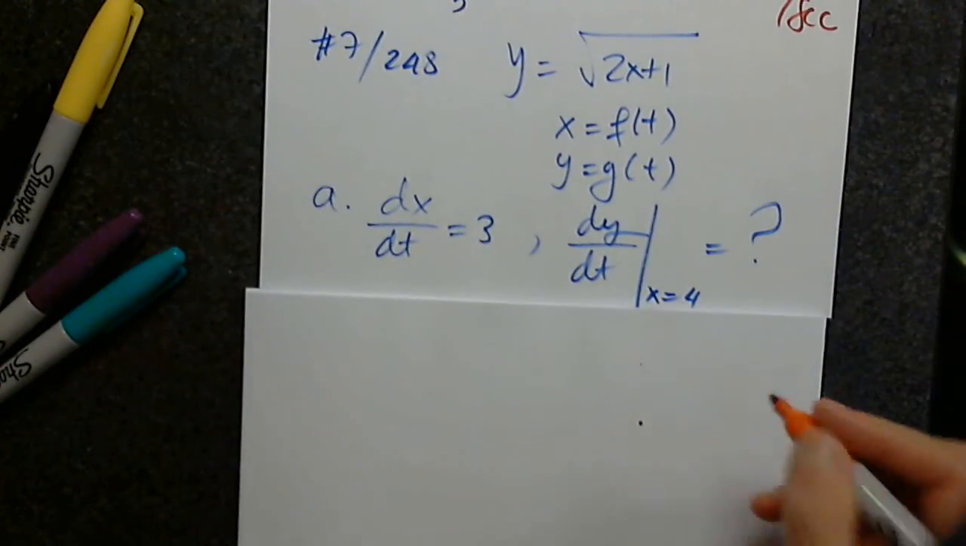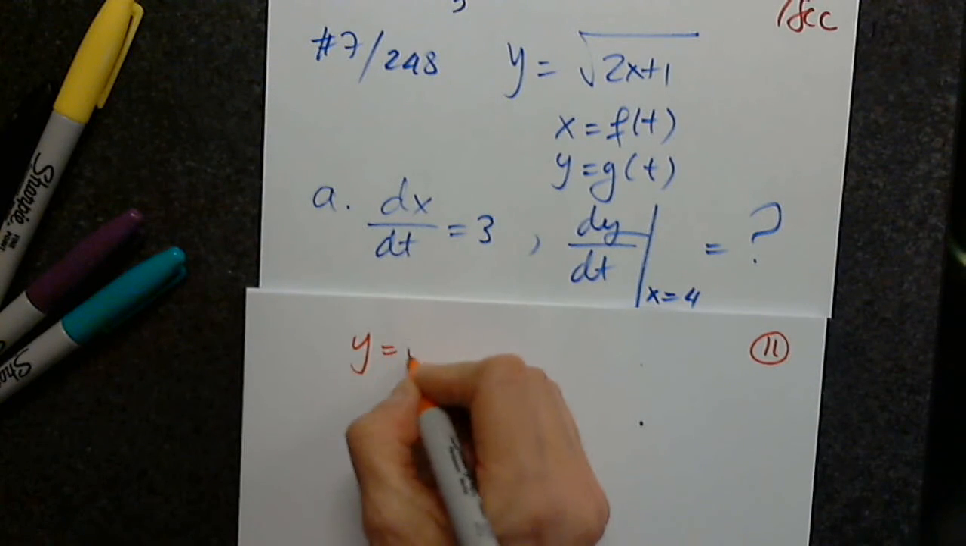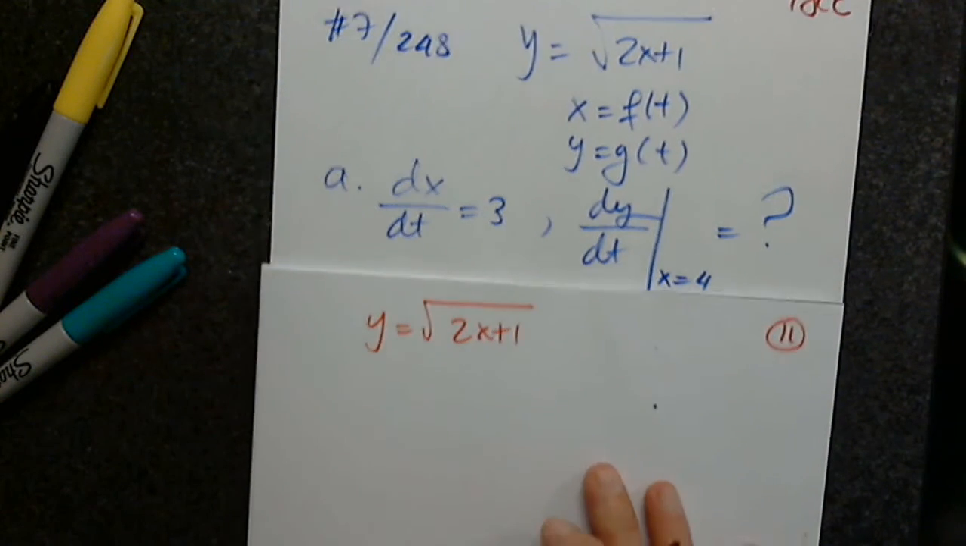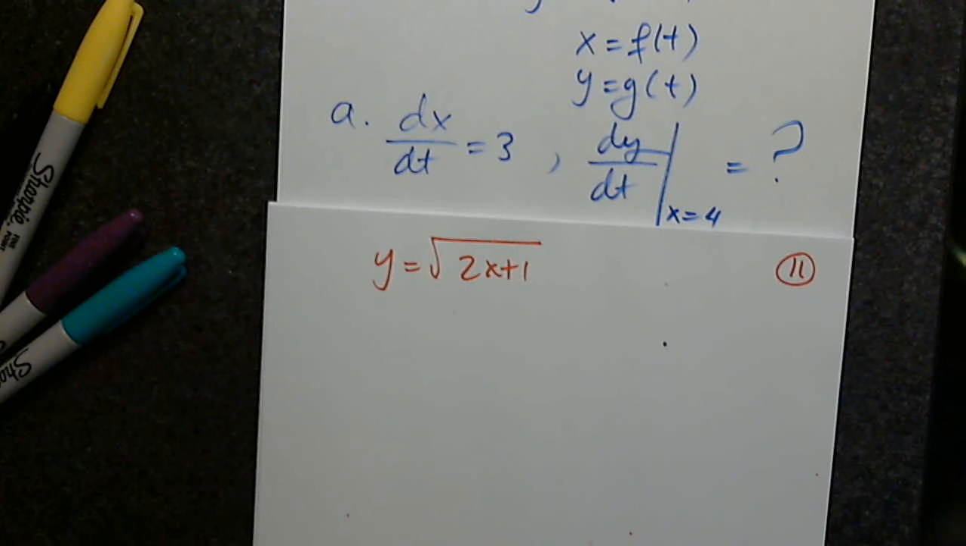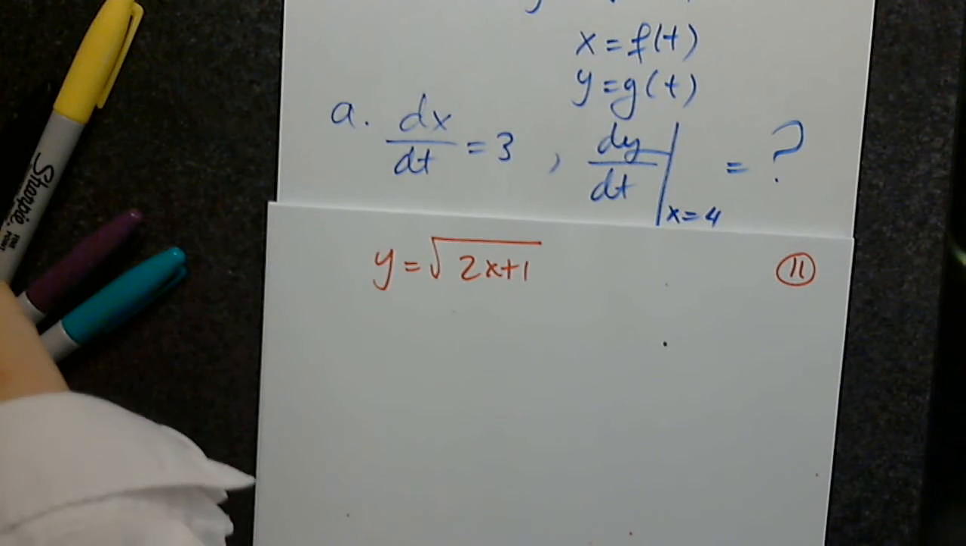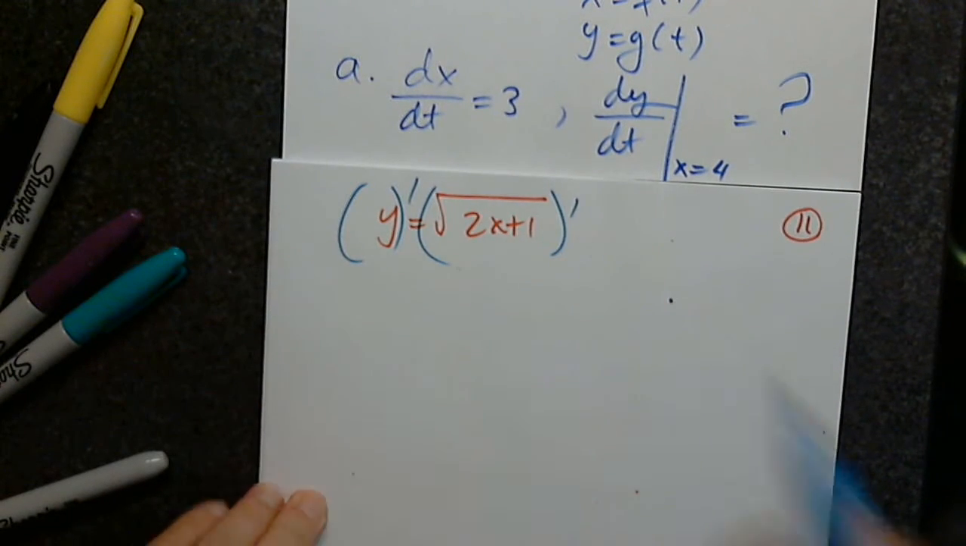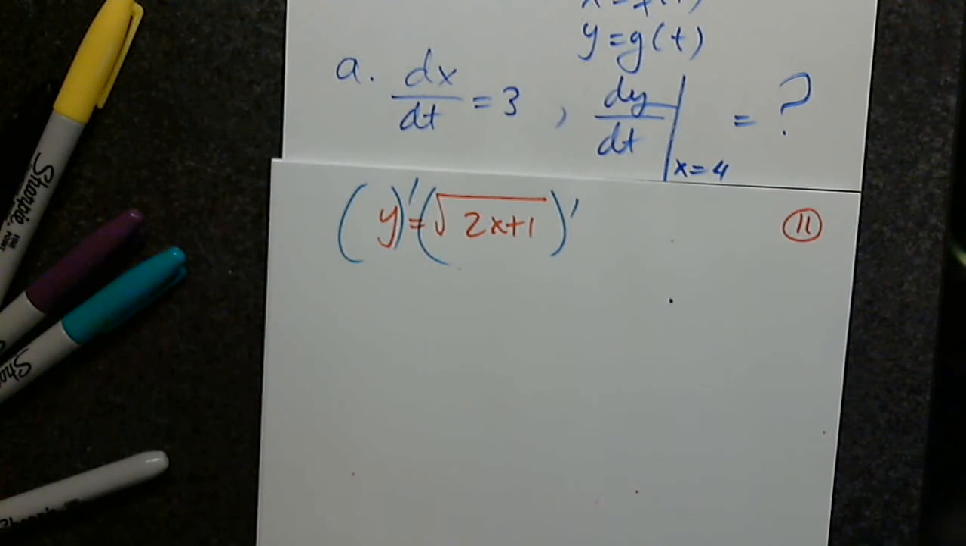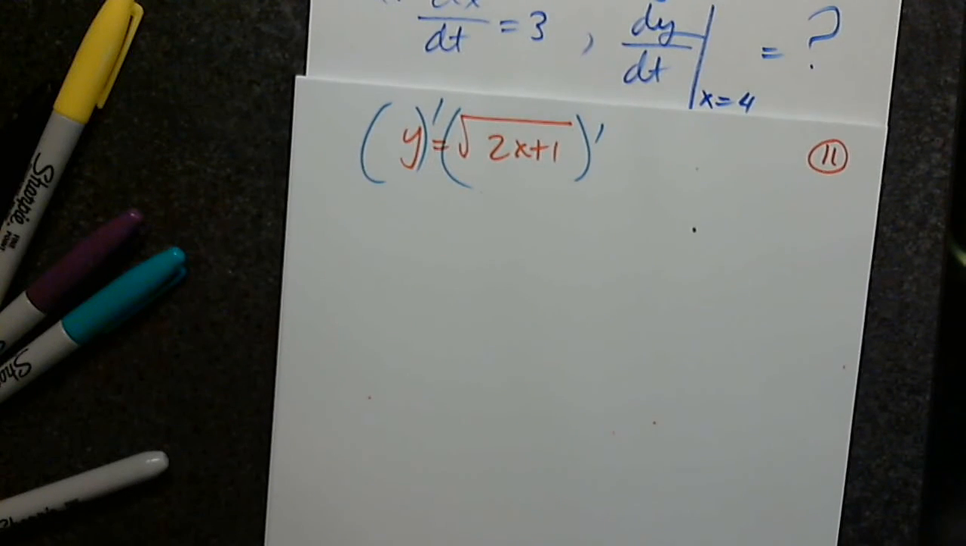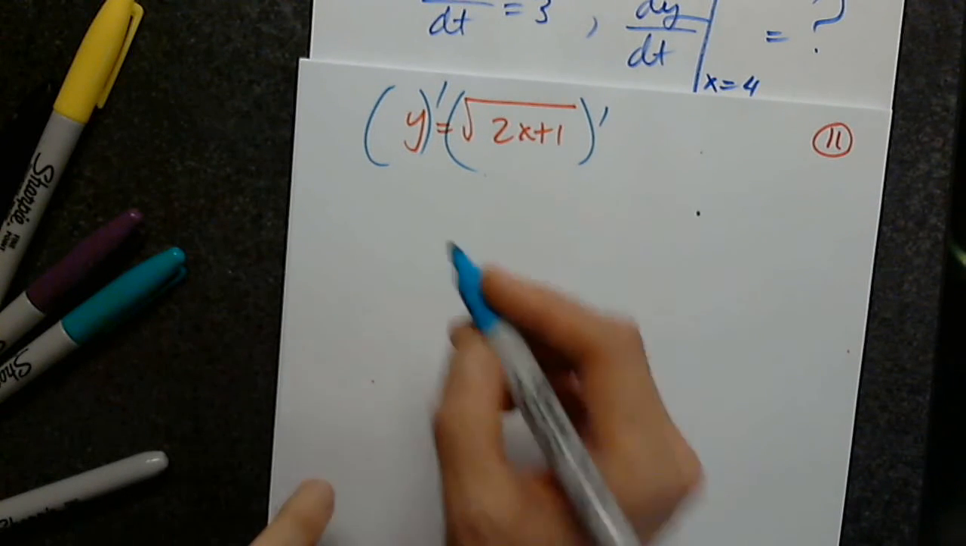So we have y, the square root of 2x plus 1. Both x and y are functions of a variable t. So now we differentiate the left-hand side, and we differentiate the right-hand side. When we differentiate the left-hand side, we get dy/dt, very good.